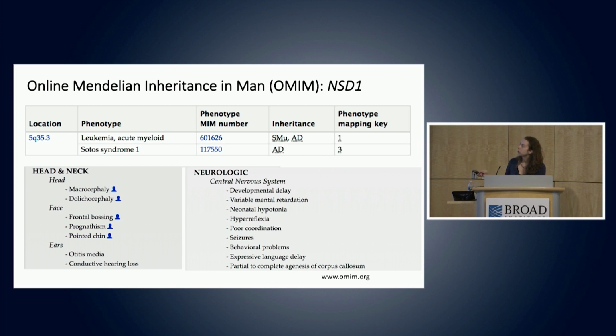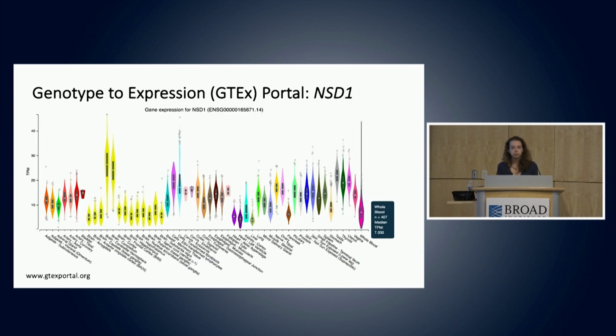This shows you the Sotos syndrome. There's a page on that, including the clinical features, which are much, much longer. I've just highlighted a few of them here. And this gene is also implicated in acute myeloid leukemia in the somatic mutation state.